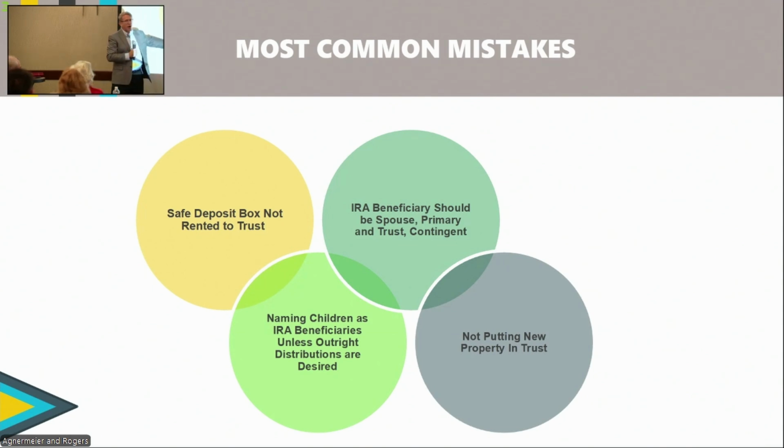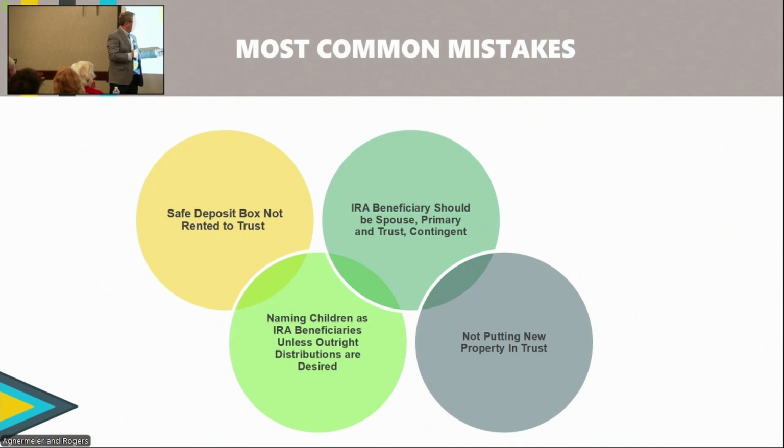Now, if you're naming your children outright, they're all perfect marriages, perfect driving records, a lot of insurance and a lot of umbrella insurance, and you want to name them outright, then you could name your children as the contingent beneficiary on a retirement account and not the trust. And the same thing goes for assets, life insurance policies, things of that nature.